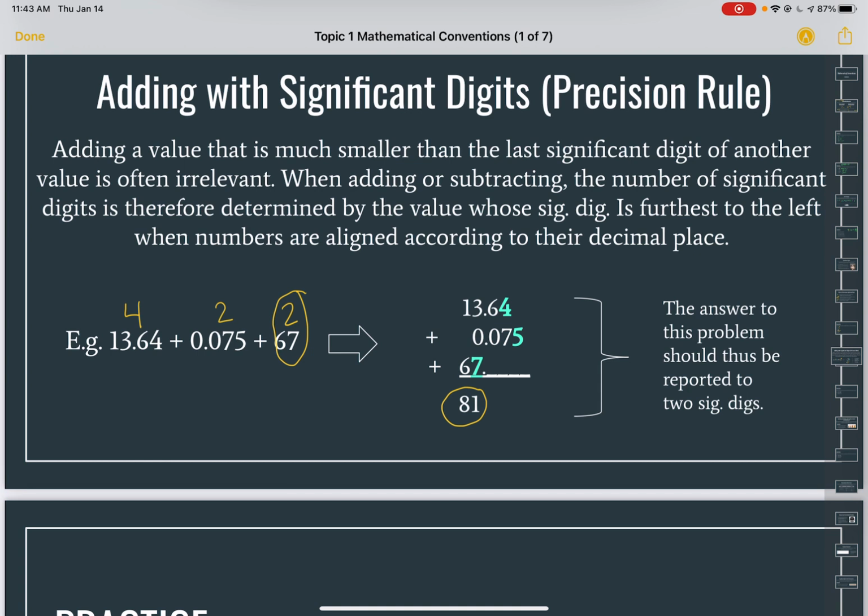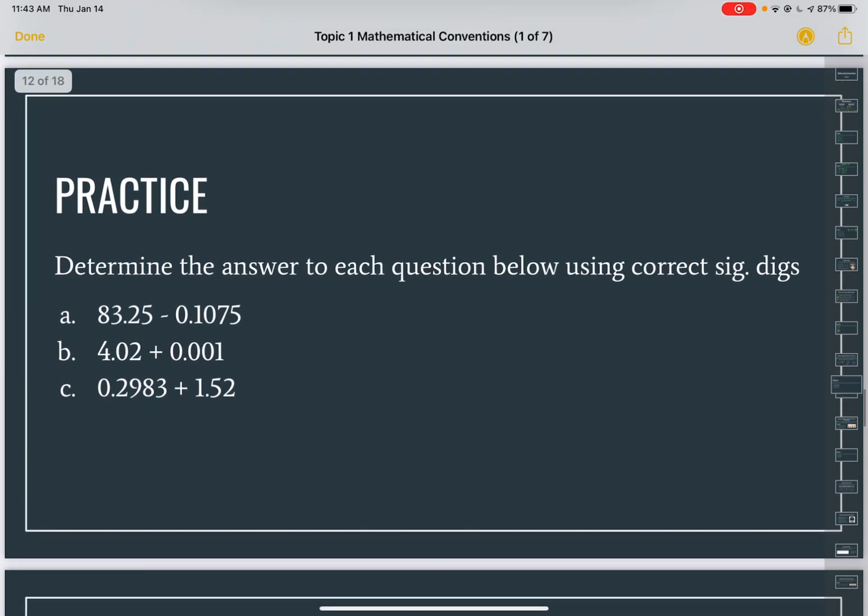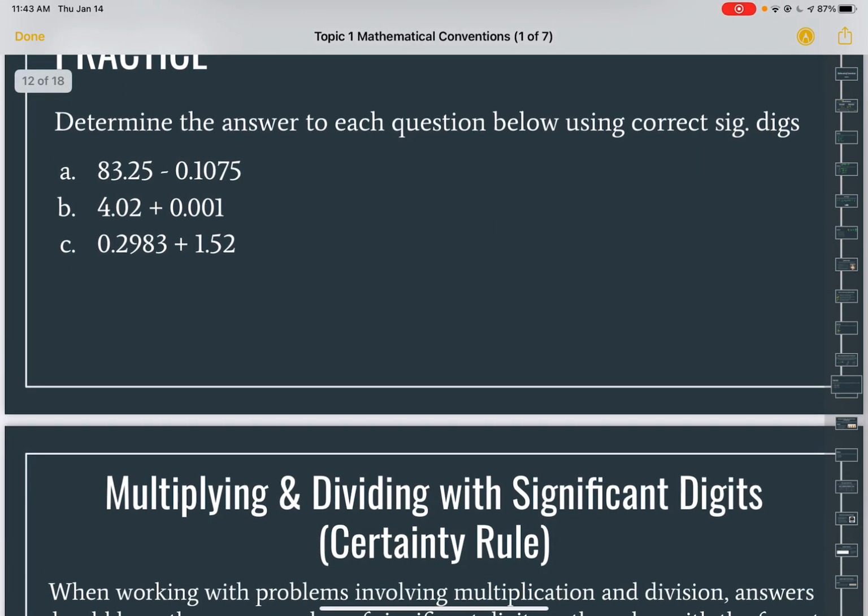We can't put like 81.064 or whatever it is, because we can't be more precise than where we started. So we're only as strong as our weakest link, and our weakest link is the one that has the lowest amount of significant digits. All right. So if we practice this, you're literally just going to use your calculator to do this.